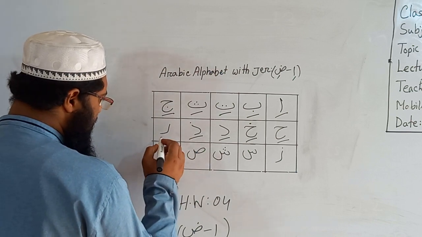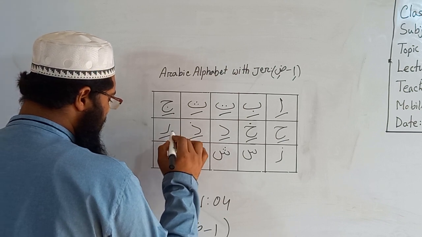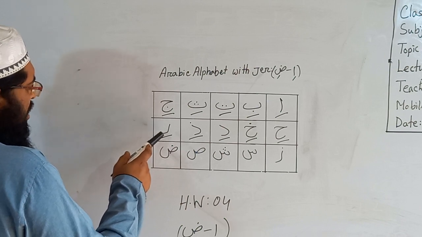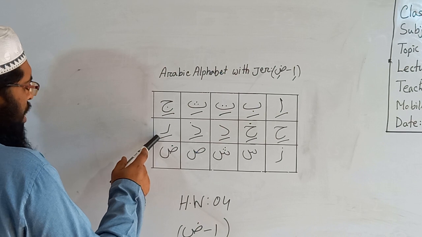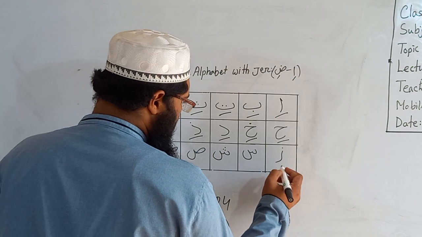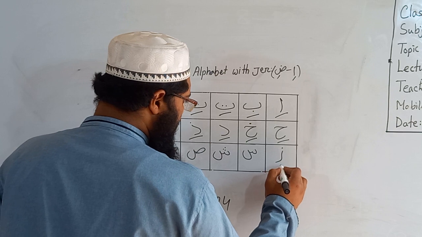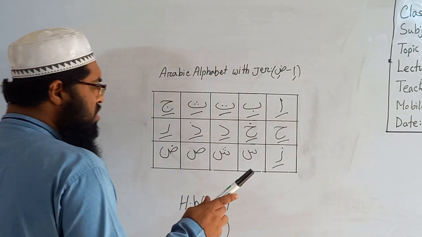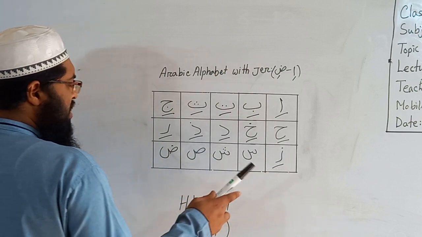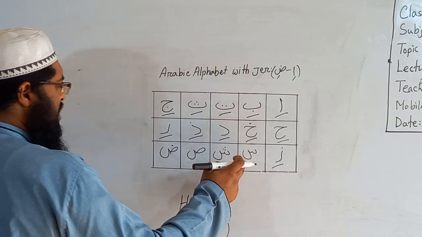Now my dear students, this one is Ra. I am giving Jer under the Ra, and you have to pronounce this one Ra Zer Ri. Then this one is Za. Za has a drop. Now I am giving Jer under the Za, and you pronounce Za Zer Zi. The sound will be buzzing. Now this one is Sin.